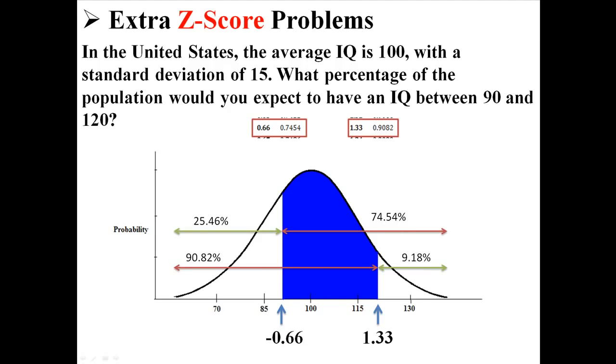I'm trying to make this one as complicated as possible. So if you can understand what I'm doing now, you should be good with all of the different concepts there are for z-scores. So now we know that 25.46% is in one tail, and we know that 9.18% is in the other tail. The part that's left over in the middle is 65.36%. So basically, what percentage of the population would you expect to have an IQ between 90 and 120? We would expect approximately, or almost exactly, 65.36% of the population to have an IQ between 90 and 120. And that's how you would answer a question like that, using z-scores.